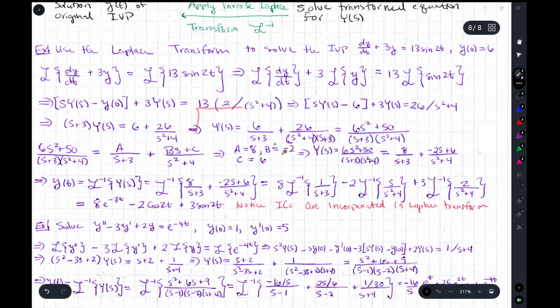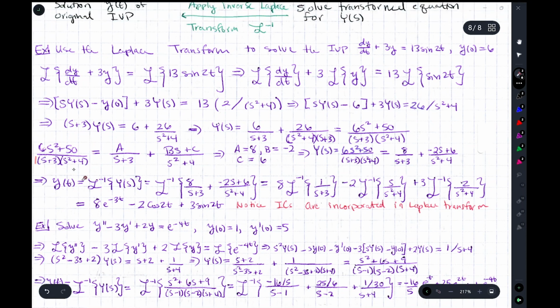And notice that S3 shows up here, and S plus 3 shows up here and here. So you want to combine them. So common denominator, combine them, and you get this. And why do you want to combine them? Because you want to do the partial fraction decomposition. You should combine them and not have same factors there, okay? And then you just do the partial fraction decomposition on the combined term.